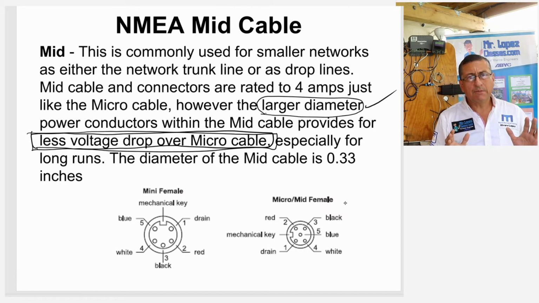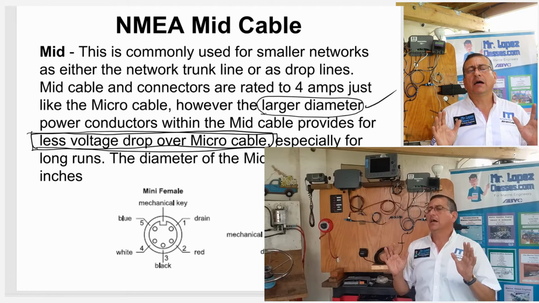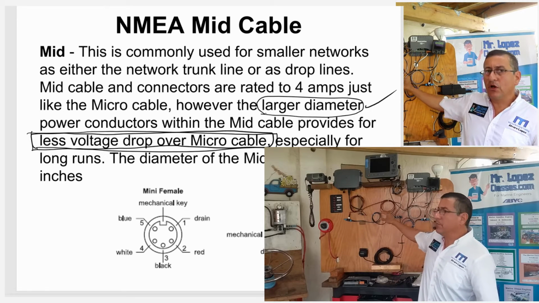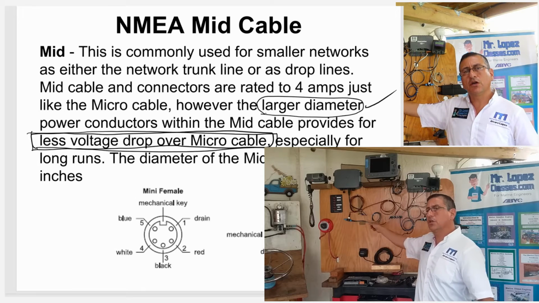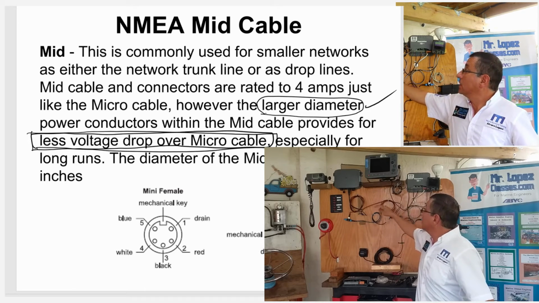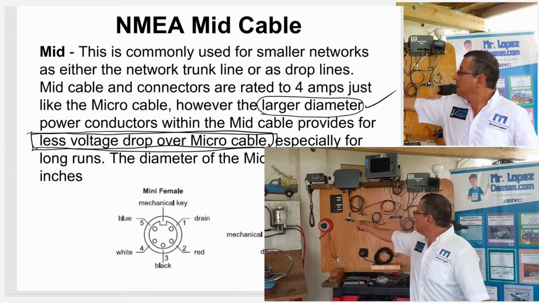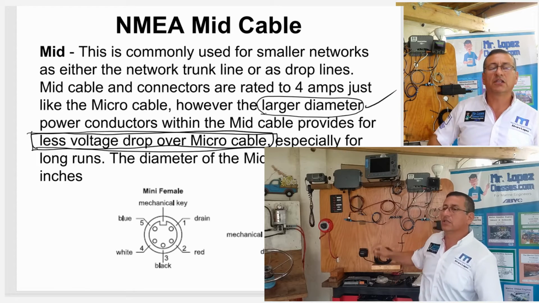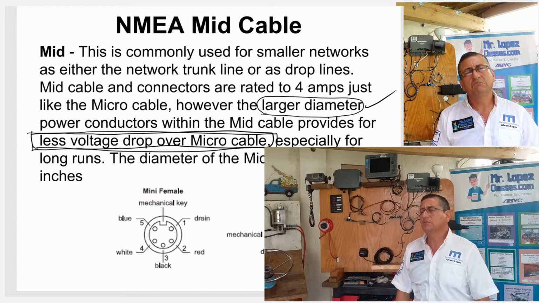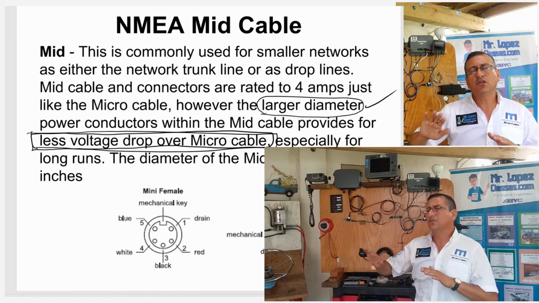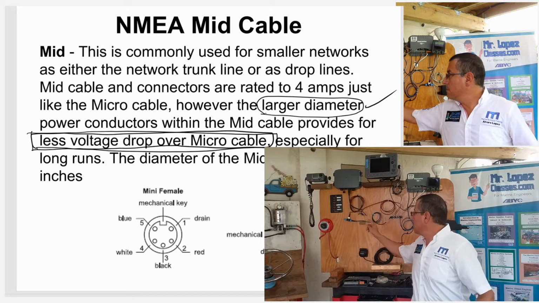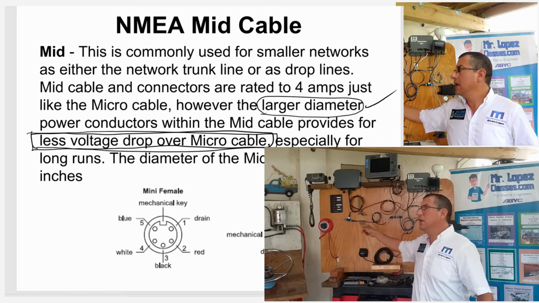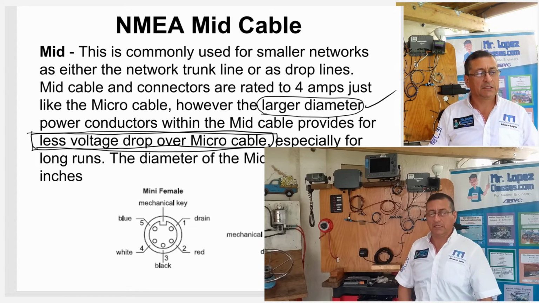But in general, the configuration of the backbones is with mini cables on the trunk and micro cables on the drops. Mini on the trunk and micro on the drops. The mid cables are used less every day. The majority of the configurations are with the mini in the backbone and micro on the drop lines.